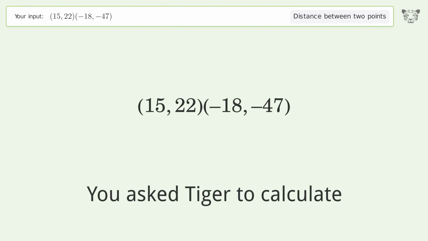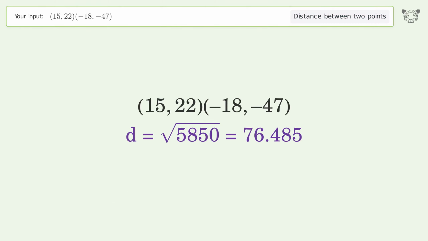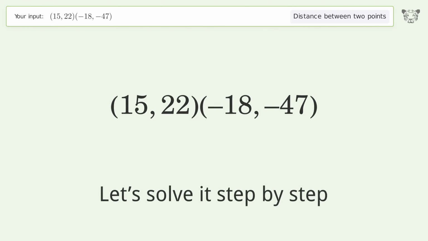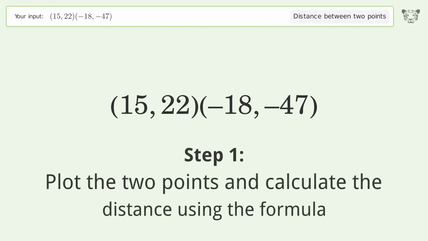You ask Tiger to calculate. This deals with the distance between 2 points. The distance between the 2 points is the square root of 5,850, or 76.485. Let's solve it step by step. Plot the 2 points and calculate the distance using the formula.